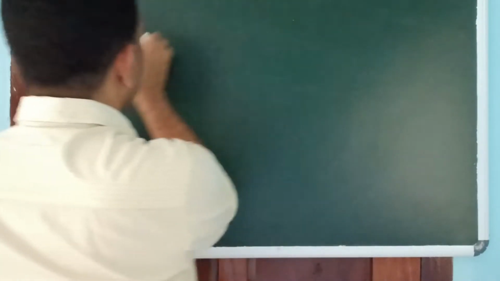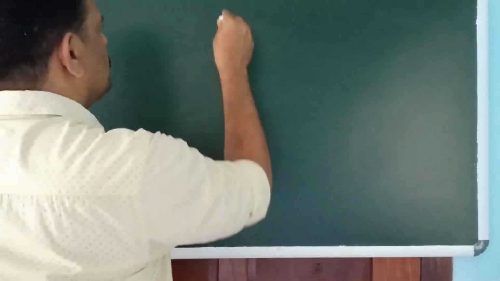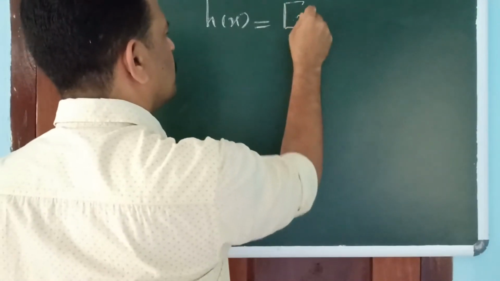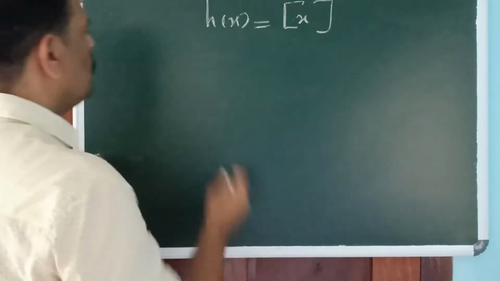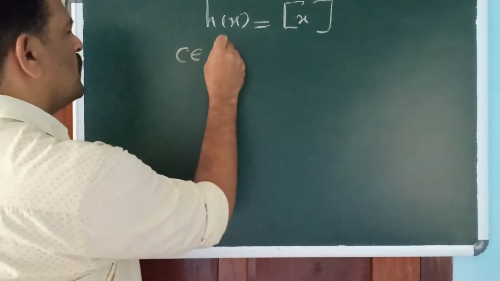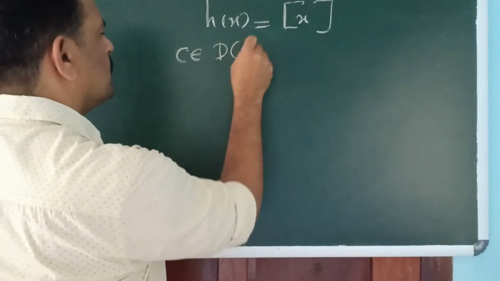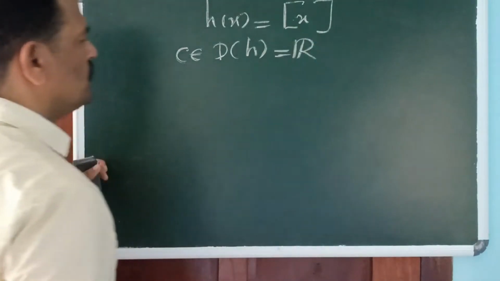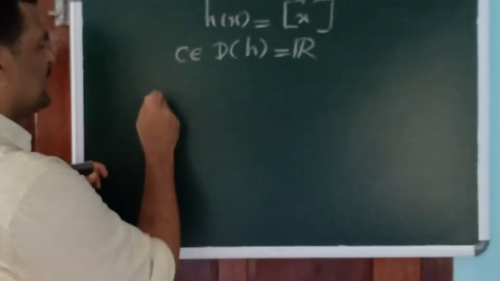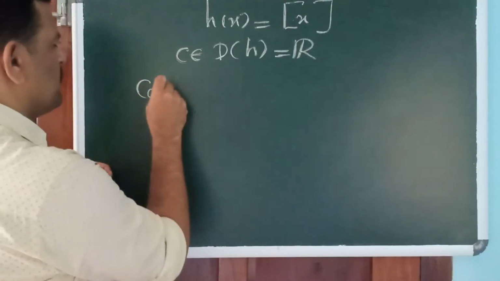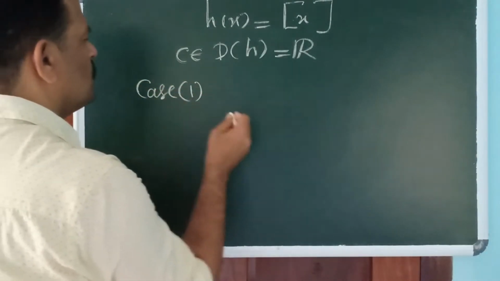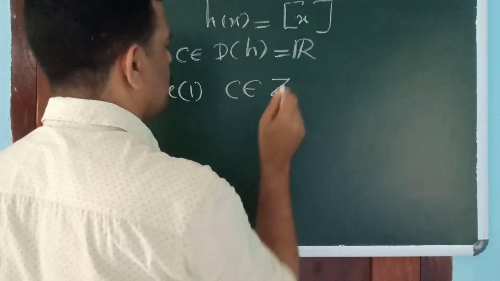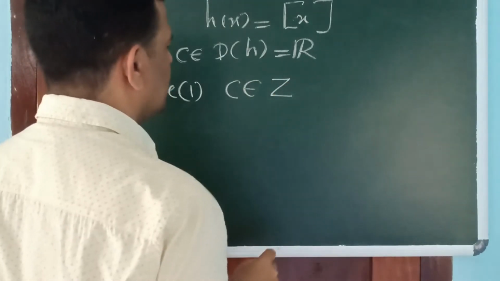Now we can take h of x equal to greatest integer function x. Now c is an element of domain of h. That means set of all real numbers. Now we have two cases. The case 1, that is c is element of z. That means c is an integer.